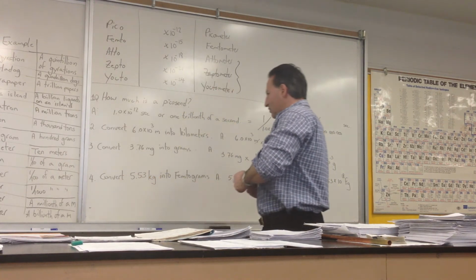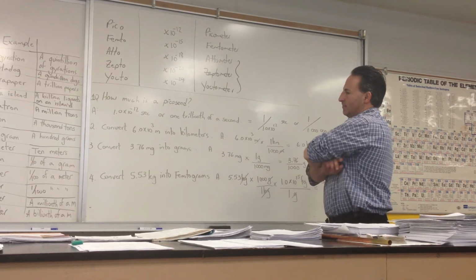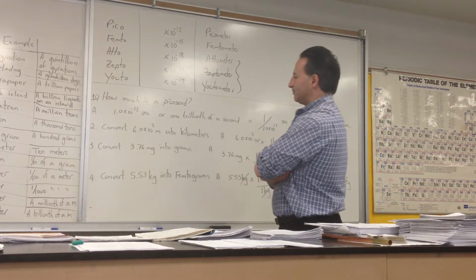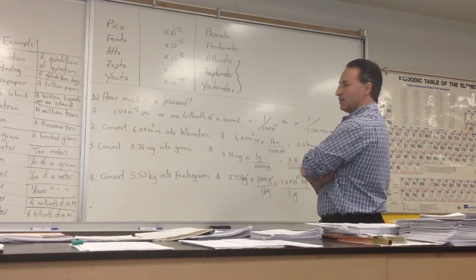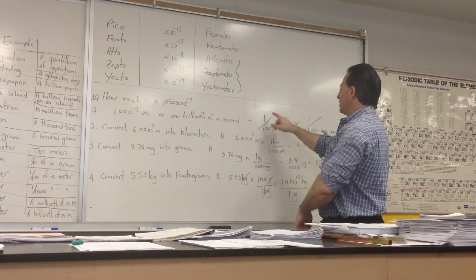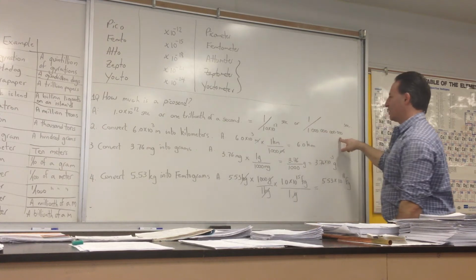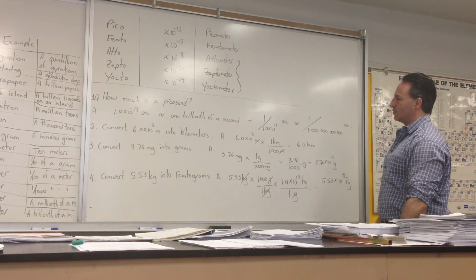I worked through a few examples of conversion factors using these prefixes. So for example, how much is a picosecond? A trillionth of a second. 1.0 times 10 to the minus 12, or 1 trillionth of a second, is 1 divided by 1.0 times 10 to the 12 of a second. You can see that it's much more compact to write it in scientific notation.